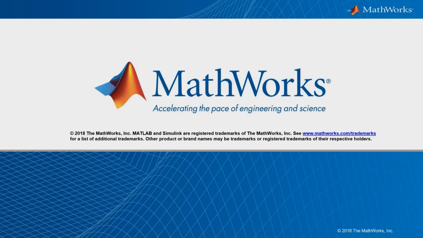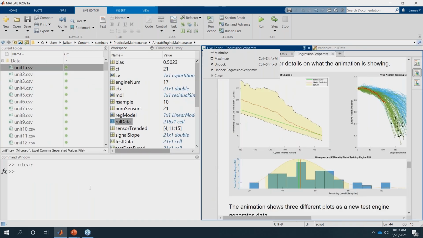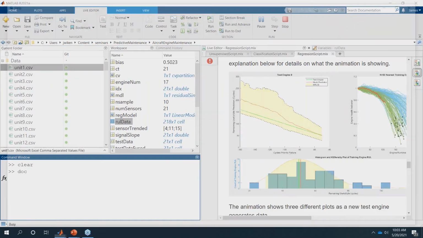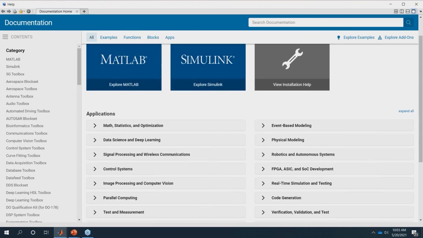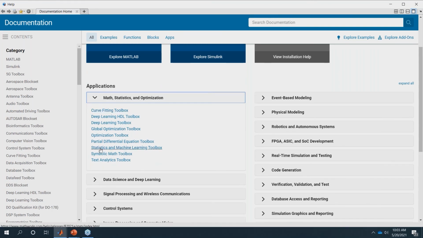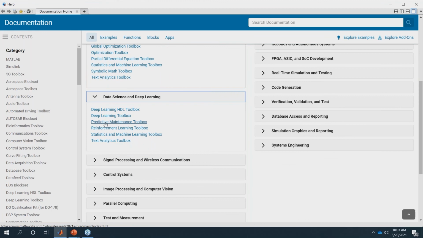If you are interested in the specific tools we used today, we used a mix of the Statistics and Machine Learning Toolbox, which is what we used for the first example, and then the Predictive Maintenance Toolbox for the second one.